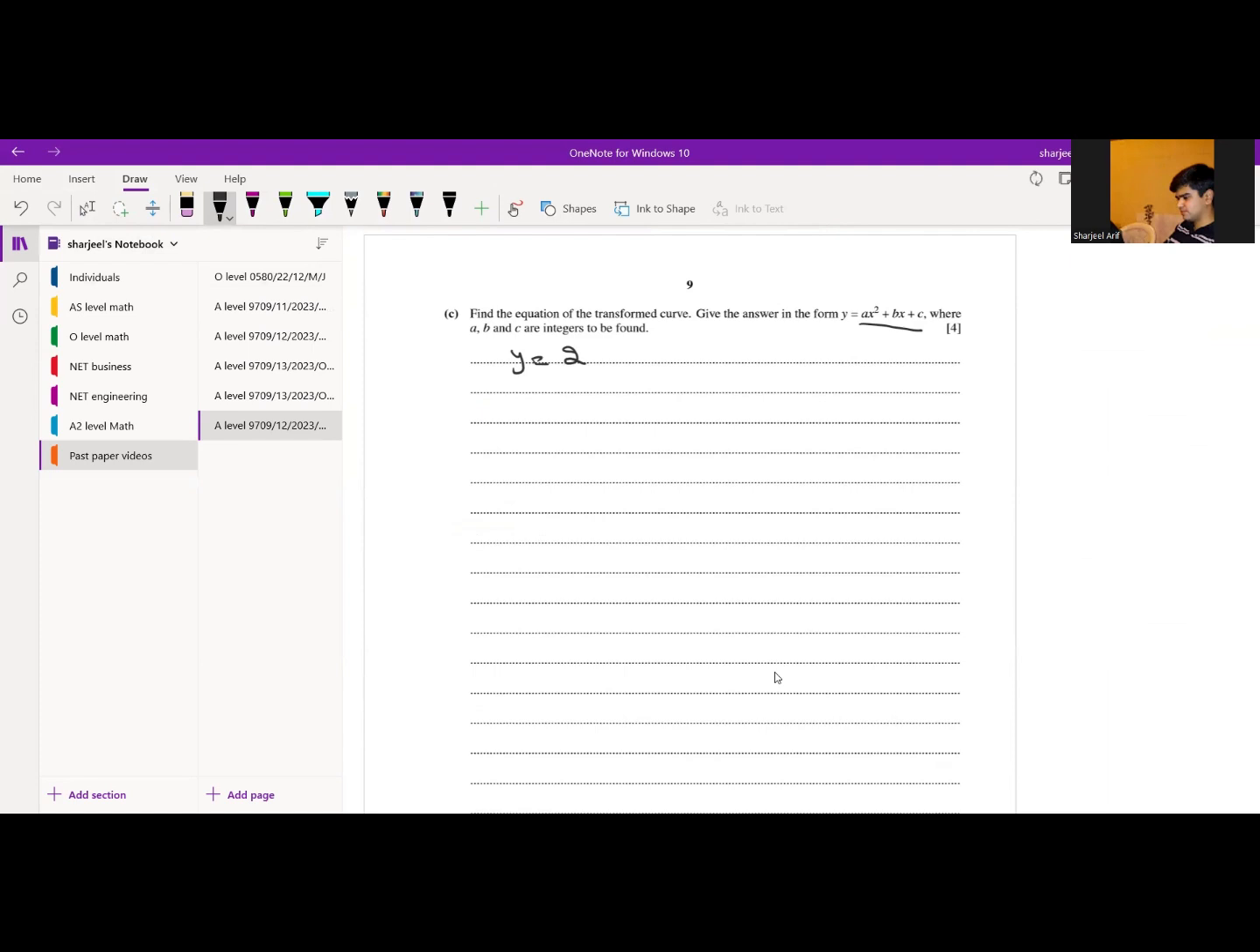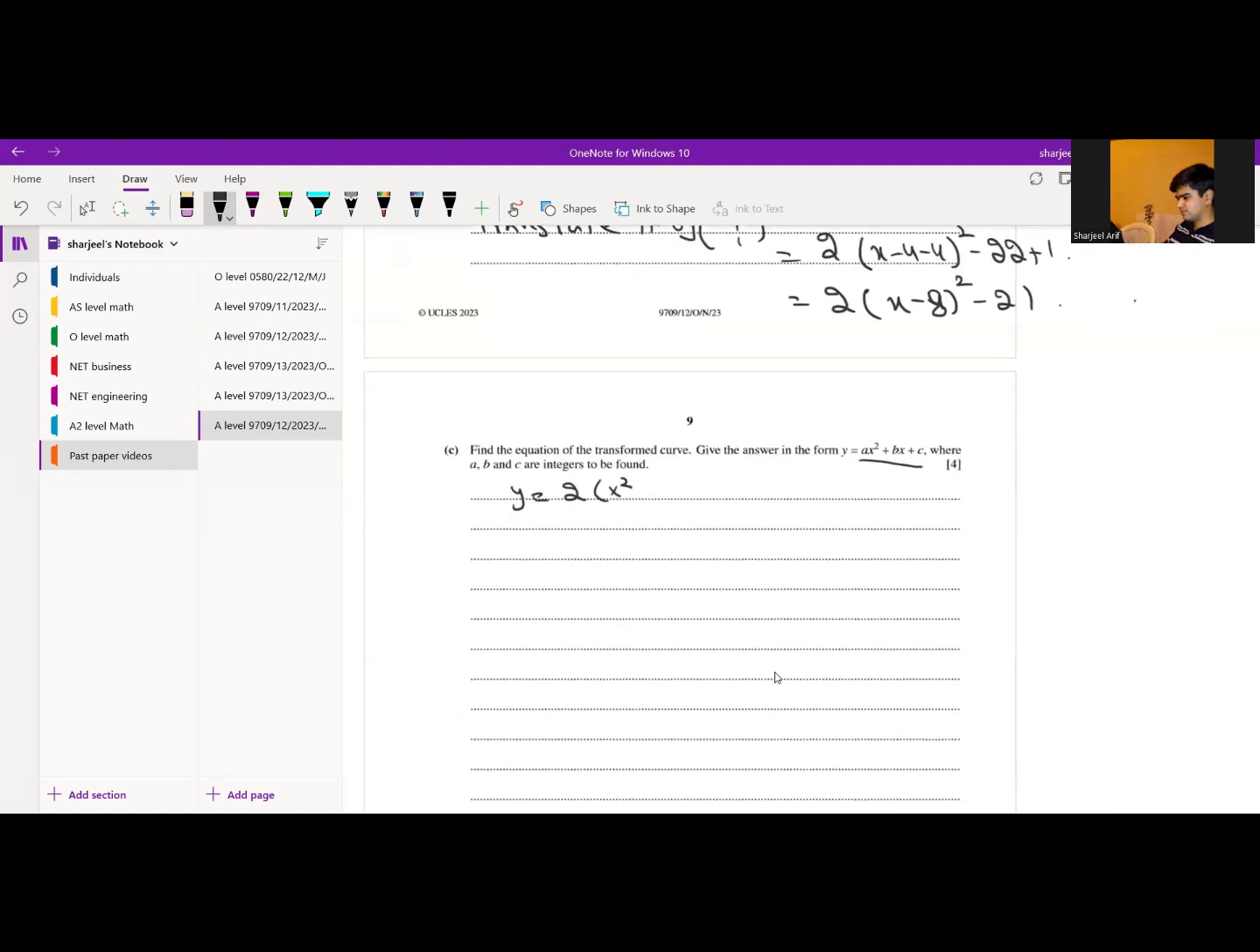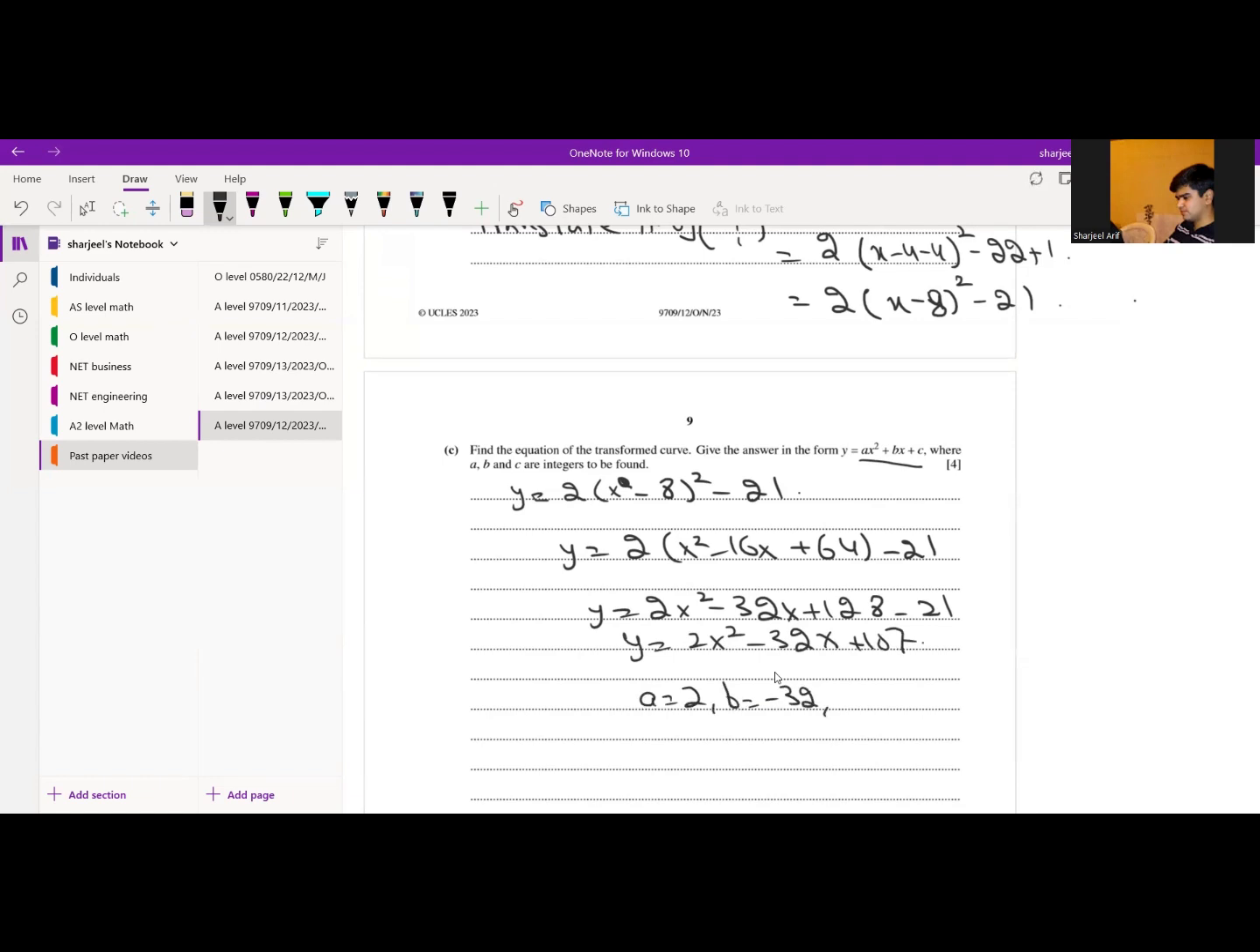So that would be 2 into x minus 8 whole square minus 21. We will expand it to get x square minus 16x plus 64 minus 21. This will be 2x square minus 32x plus 128 minus 21. So y will be equal to 2x square minus 32x plus 107. So a will be 2, b is minus 32, and c is 107. This will be our answer.